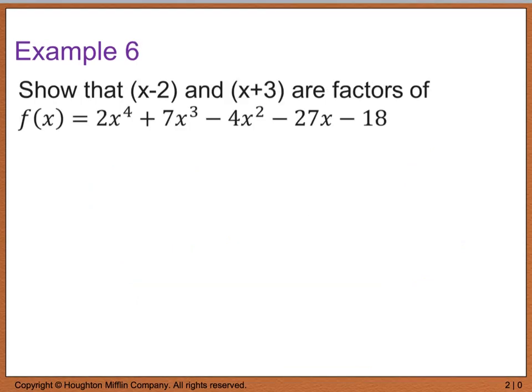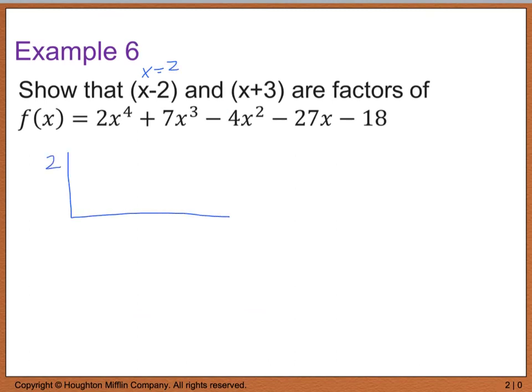And now our last example says, show that x minus 2 and x plus 3 are factors of 2x to the fourth plus 7x cubed minus 4x squared minus 27x minus 18. Now you can use long division. I have no problem with that. Personally, I'm going to use synthetic though. So for the first one, I'm going to set x minus 2 equal to 0, and this is going to give me x equals 2.